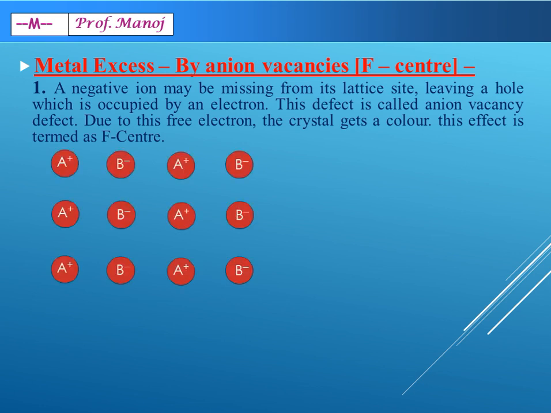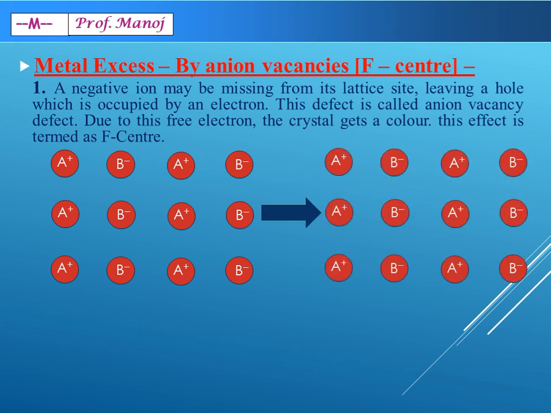Imagine pictorially, this is our original crystal where A plus and B minus are arranged nicely, a perfect crystal. And due to anion vacancy, imagine one of the anions gets replaced by an electron. So in the second row, second element, B minus is replaced with an electron.